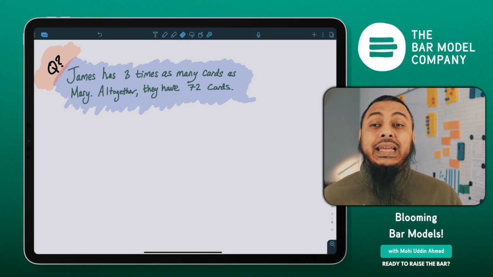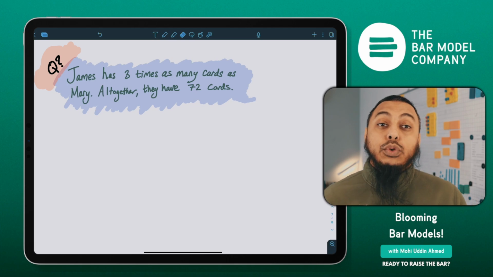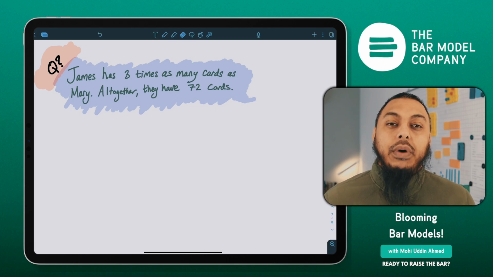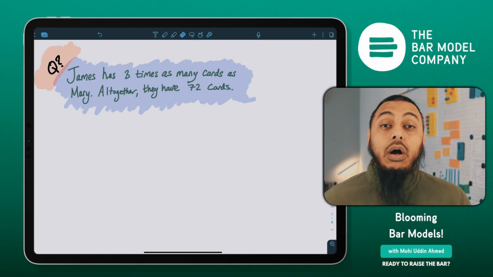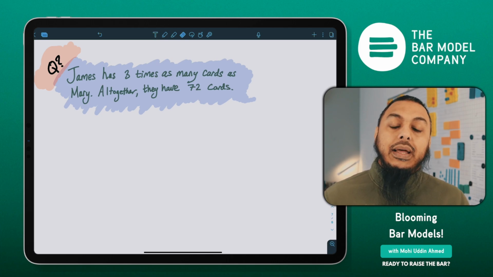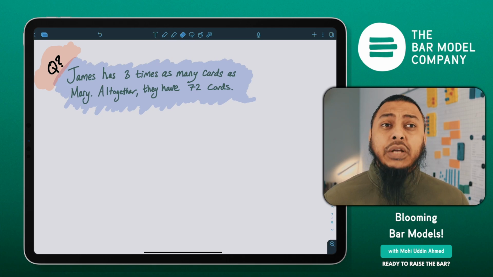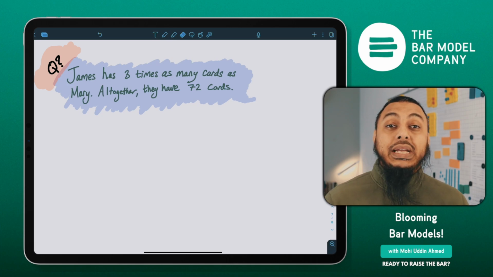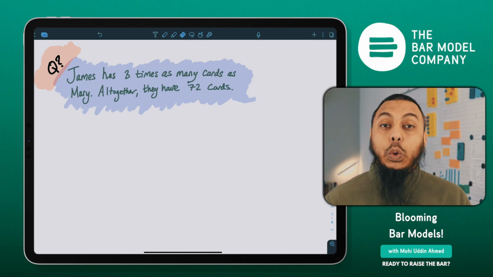Now, one of the key suggestions that we give schools who are just trying to introduce the bar modeling approach is to start off with scenarios for the older children, right? So the children that are in upper key stage 2, even lower key stage 2 as well. Because scenarios allow you to just develop your bar modeling understanding rather than focus on the arithmetic side of things.